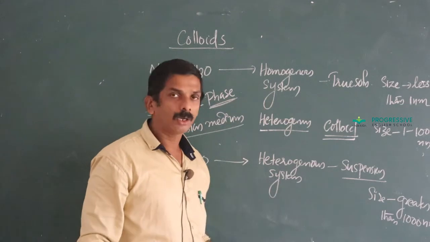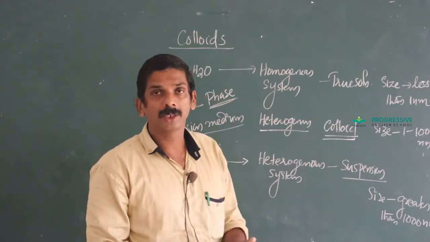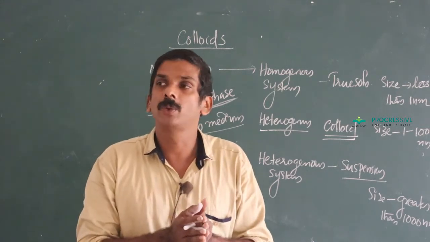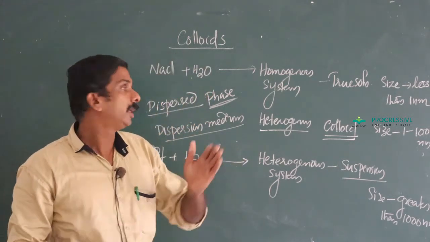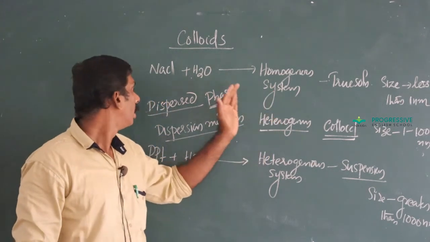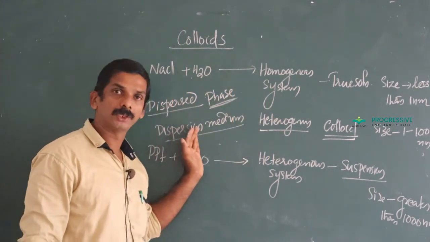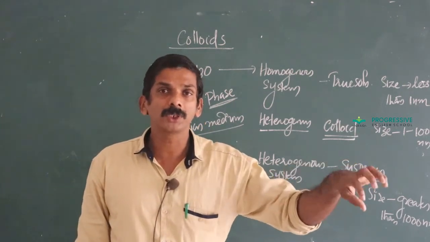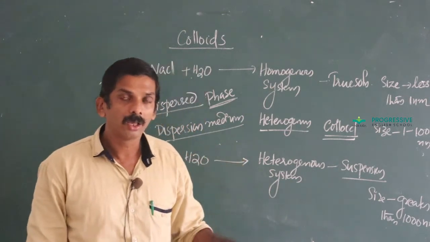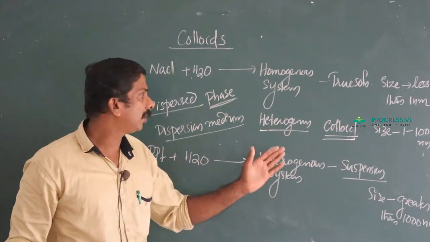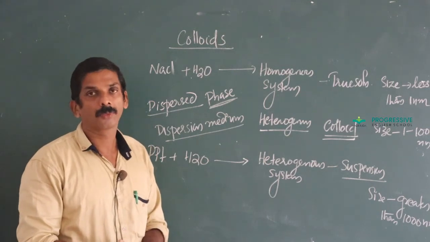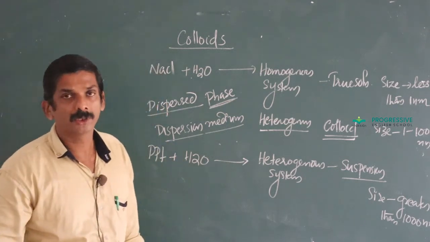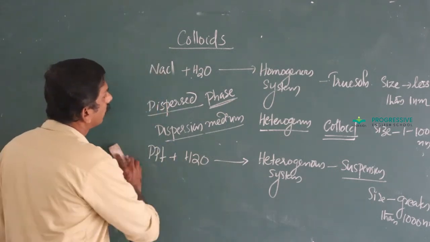From the size of the particle, it is very clear that colloidal particles lie in between those of a true solution and a suspension. It is a heterogeneous system. It consists of a dispersed phase as well as a dispersion medium. Dispersed phase means the substance which is dispersed in the form of very small particles whose size is between 1 to 1000 nanometer. And a dispersion medium means the medium in which that substance is dispersed.